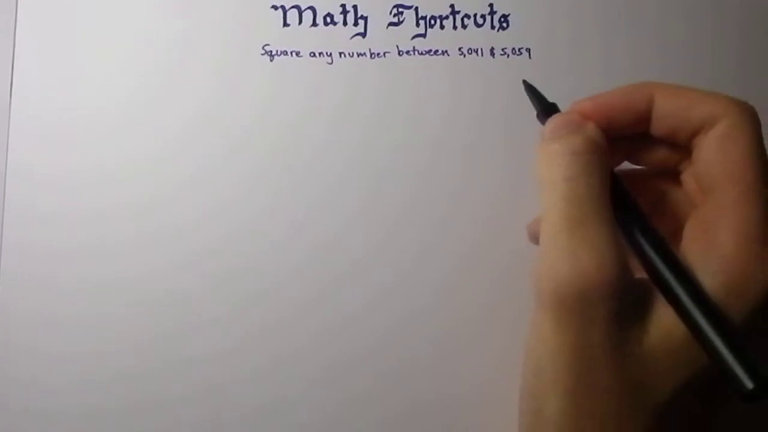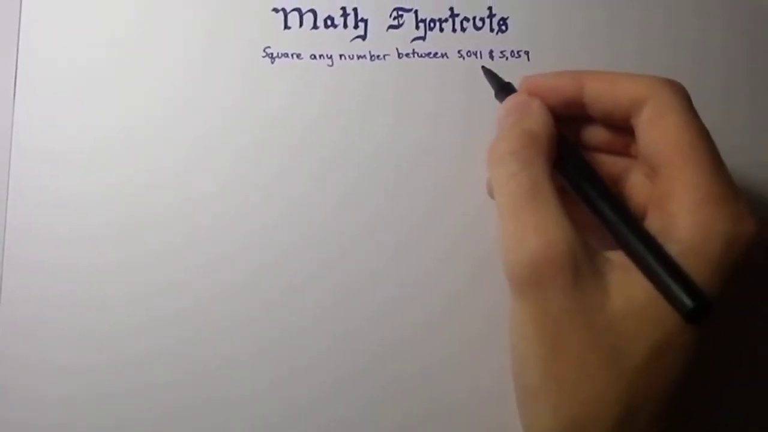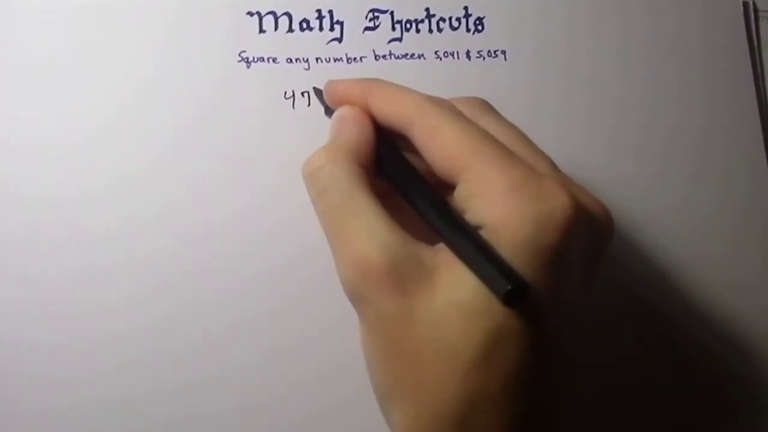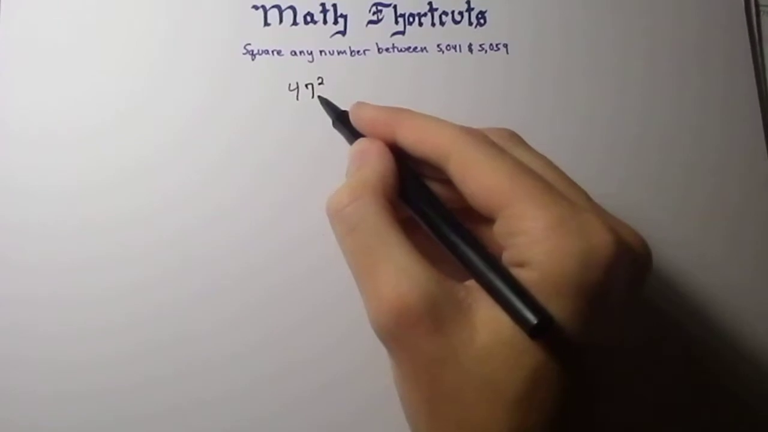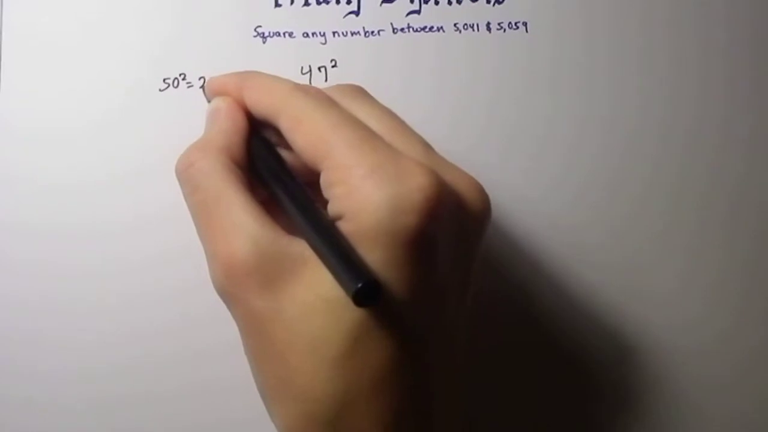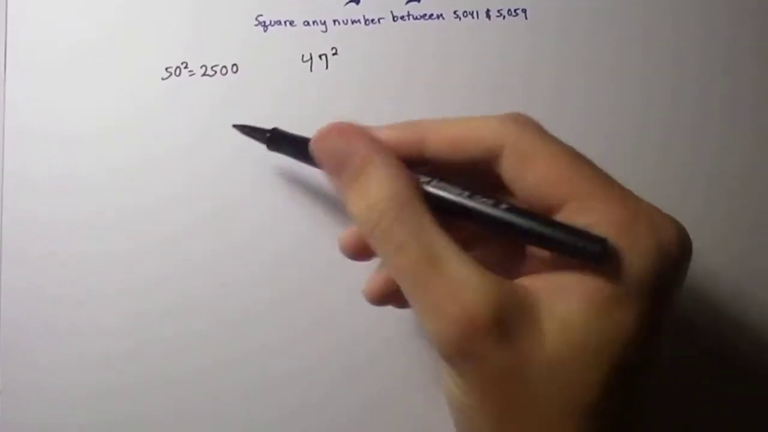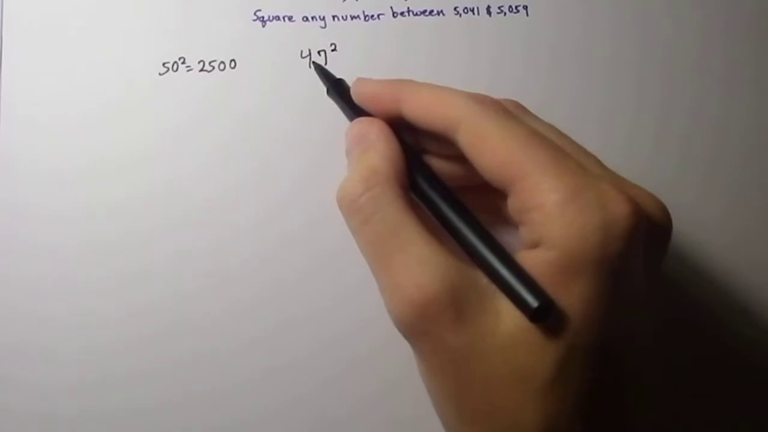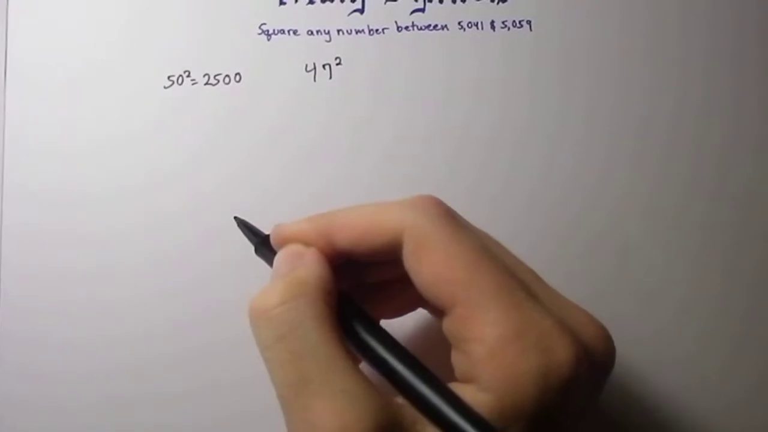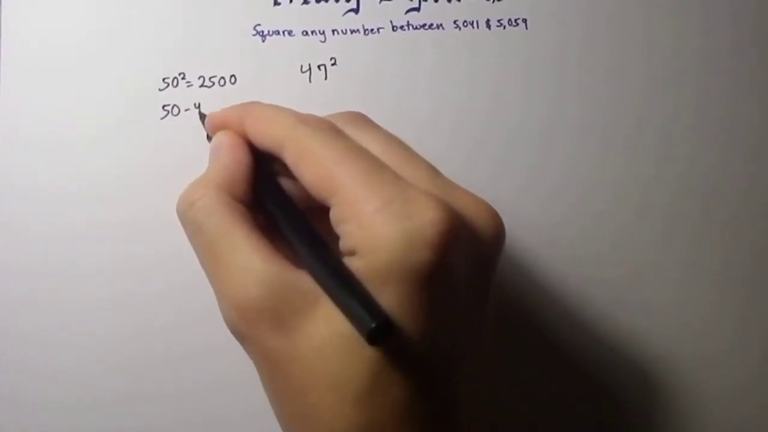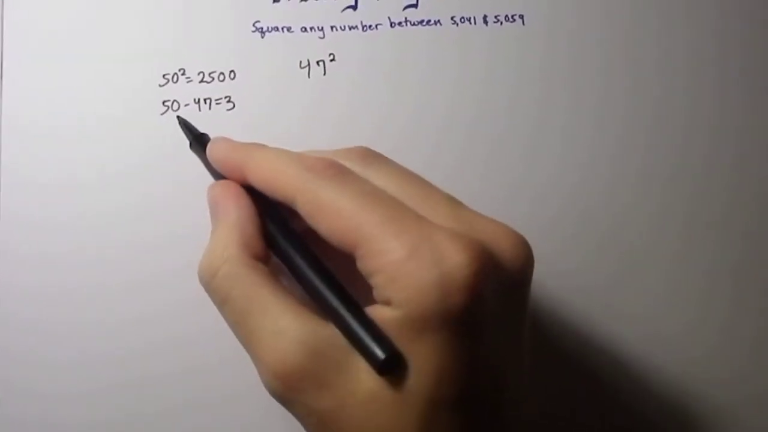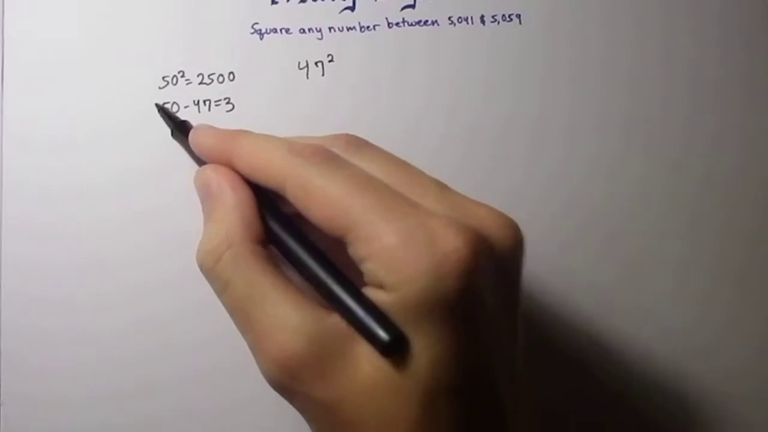To start out, it's easy if I just start out telling you how to square any number between 41 and 59. So like if we have 47 squared, well, that's close to 50 squared, and as you probably know by now, 50 squared is 2,500. So you just say, 47 is how many from 50? Well, 50 minus 47, and you could do this in your head, I'm sure, is 3. So 47 is 3 away from 50.